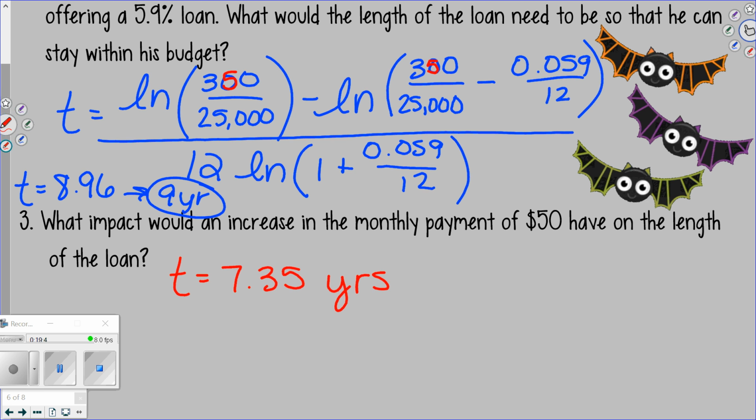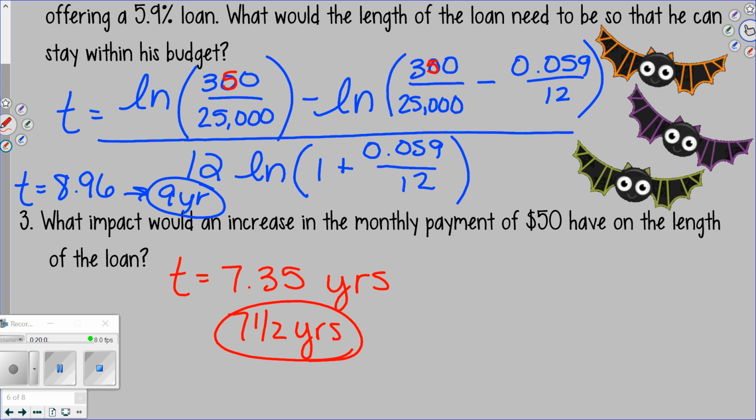Yeah, typically loans are in whole years or half years, so this one I would probably round to 7.5 years. So if he could pay just an extra $50 a month, you could take it down by about a year and a half, sorry, it went from 9 to 7.5. Look at that difference, just in $50 more a month.